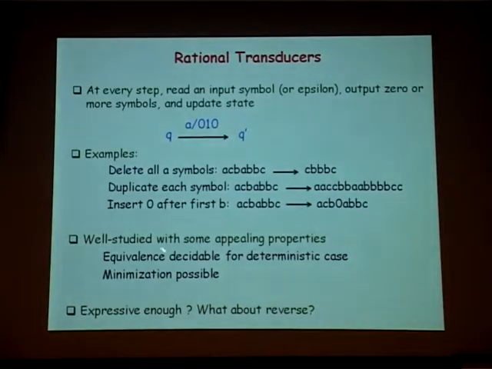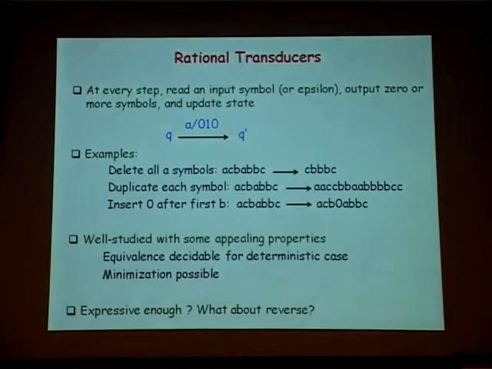And you can do things like delete all A symbols or duplicate each symbol. So here is a string ACB, AB, BC. If I want to duplicate each symbol, it's kind of obvious how to do it. Every time you read a symbol, you output two of those. So every time I read an A, I would output AA, so this string would be mapped to this. Or insert 0 after the first B. So we want to model operations like insert and delete, so this seems a plausible model.